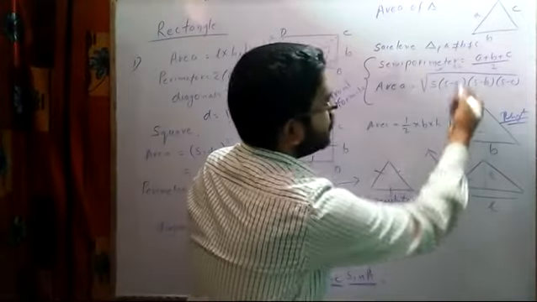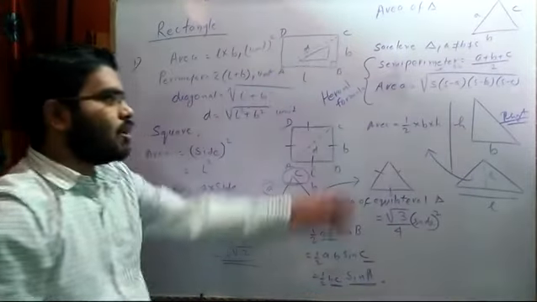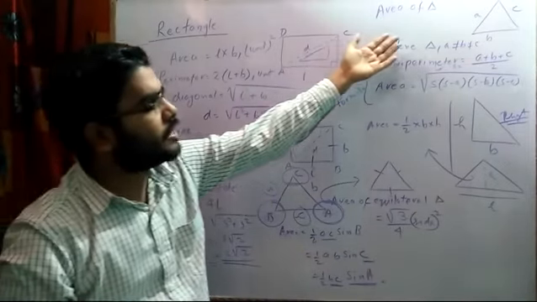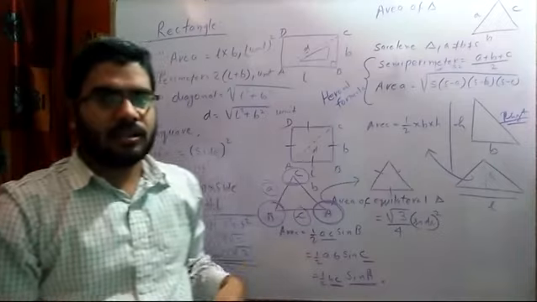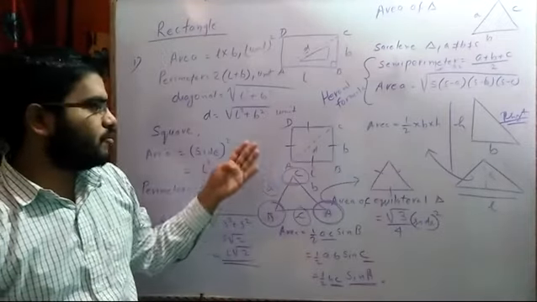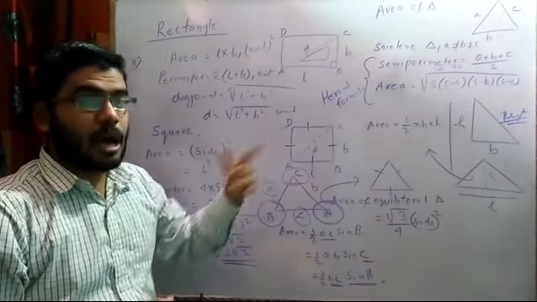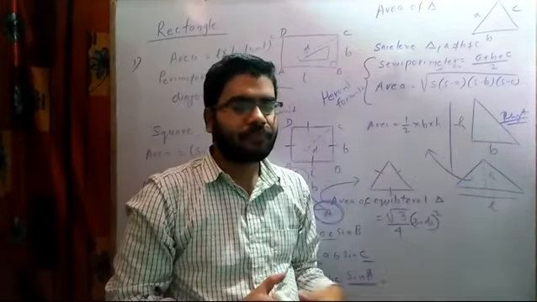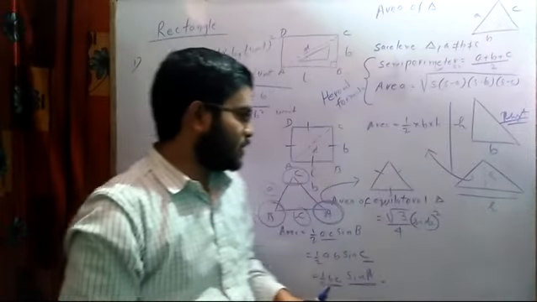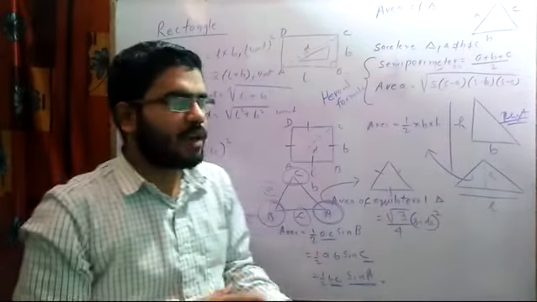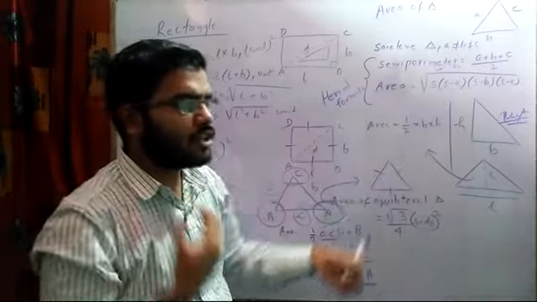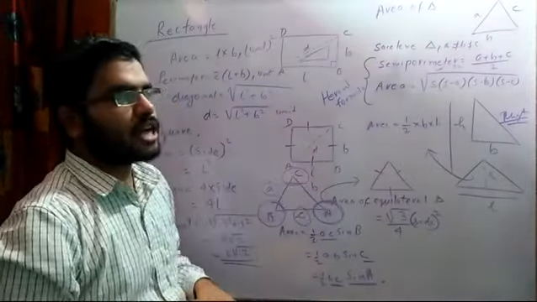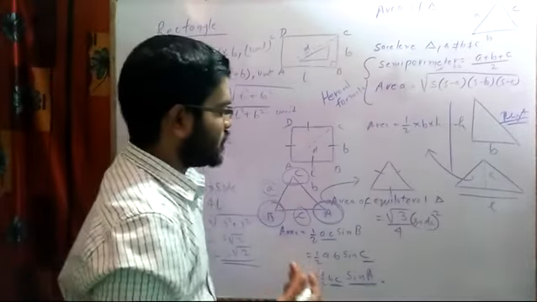Now perimeter, all of you know, the sum of all sides of any triangle is called the perimeter of the triangle. In the case of triangles we don't have any diagonals. Diagonals exist in four-sided figures and above. In three-sided figures we don't have any diagonal concept, so in a triangle we never see any diagonal, and there is no need to calculate it. Diagonal always starts from a four-sided figure.